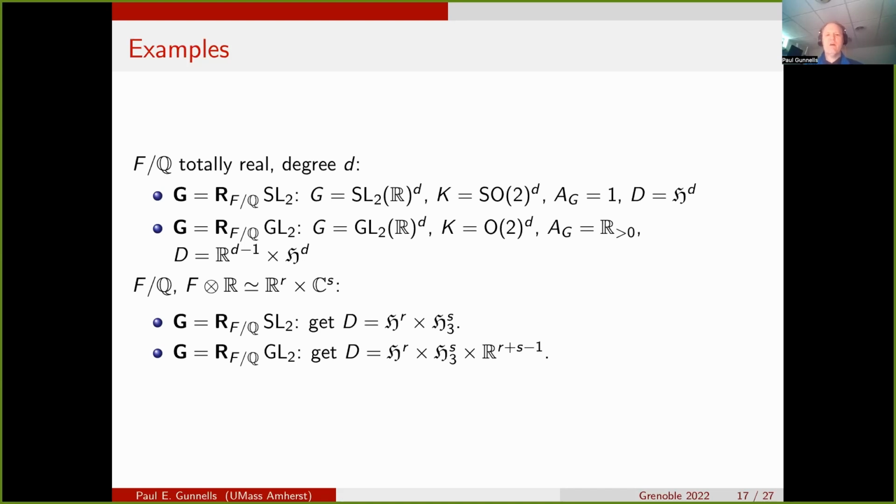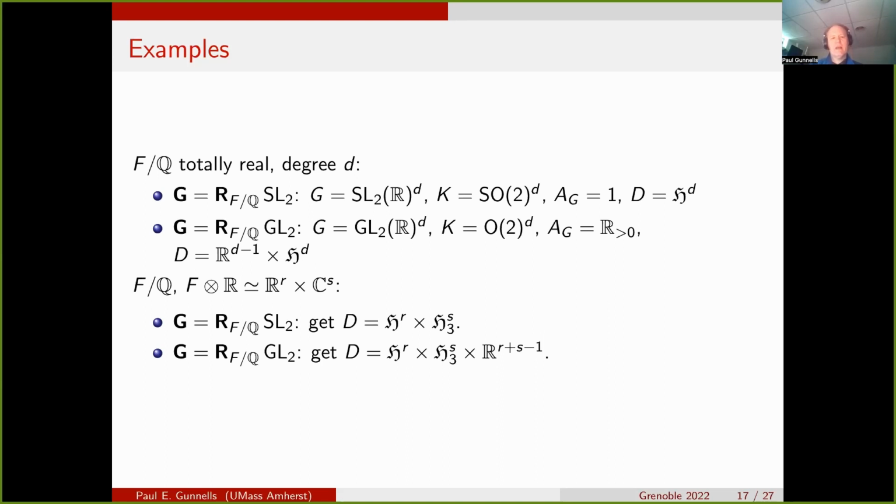So the difference now is that GL2 is much bigger than SL2 because of the units. You have units in GL2 over the ring of integers of F that you don't have in SL2. And the symmetric space has to accommodate that in some way, so it's much bigger. We have not just D copies of the upper half plane, but we also have this extra copy of R^(D-1). So it's coming from the units. And that's what happens in general for a number field.